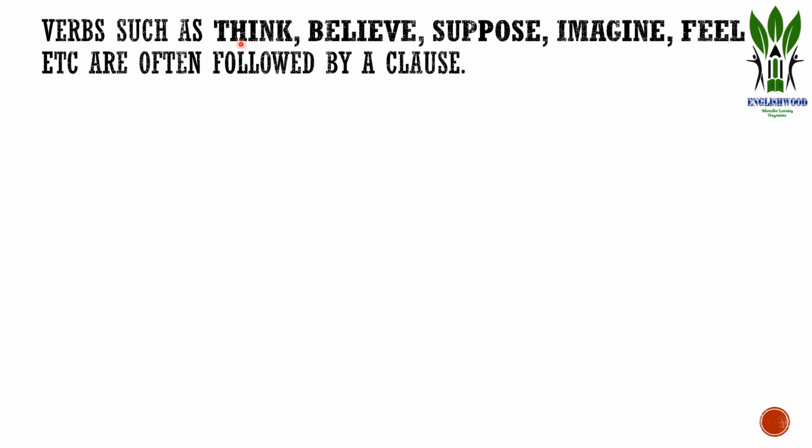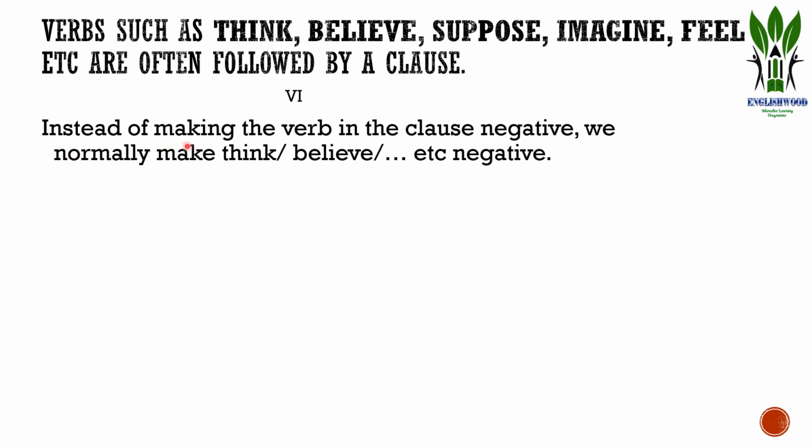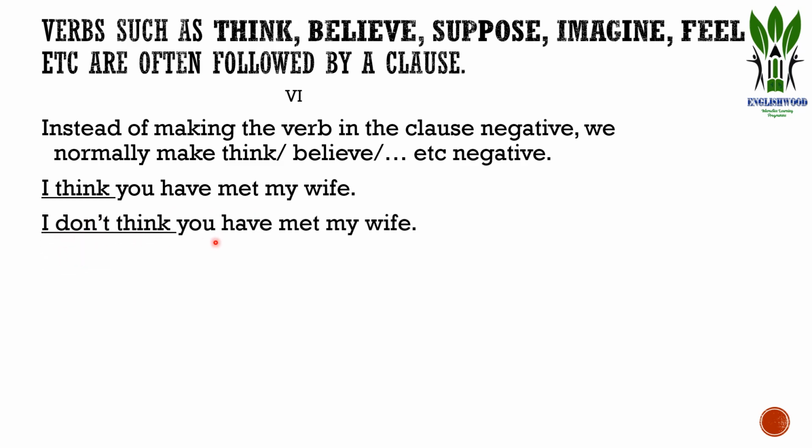Then verbs such as think, believe, suppose, imagine, feel, etc. are often followed by a clause. For example, instead of making the verb in the clause negative, we normally make the think, believe, etc. negative. For example, I think you have met my wife. Now negative is I don't think, and you have met my wife is the same. So we don't change you have met my wife, because you have not met my wife. We say simply, I think, I don't think.